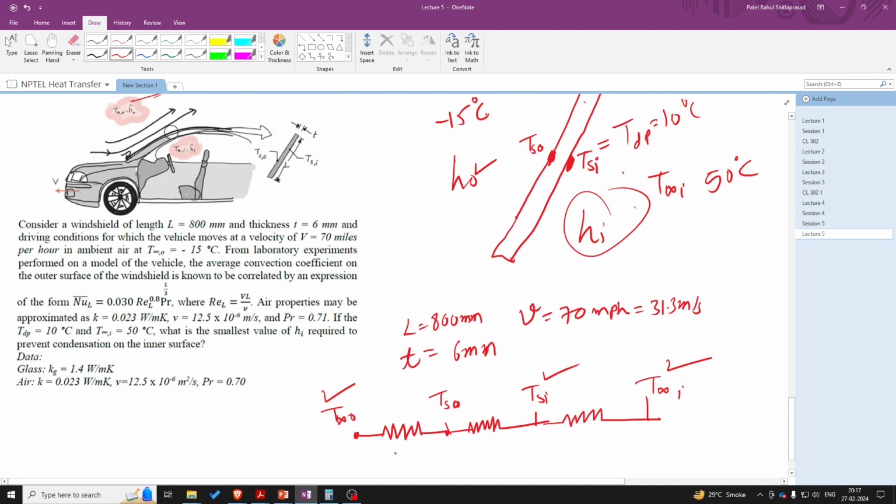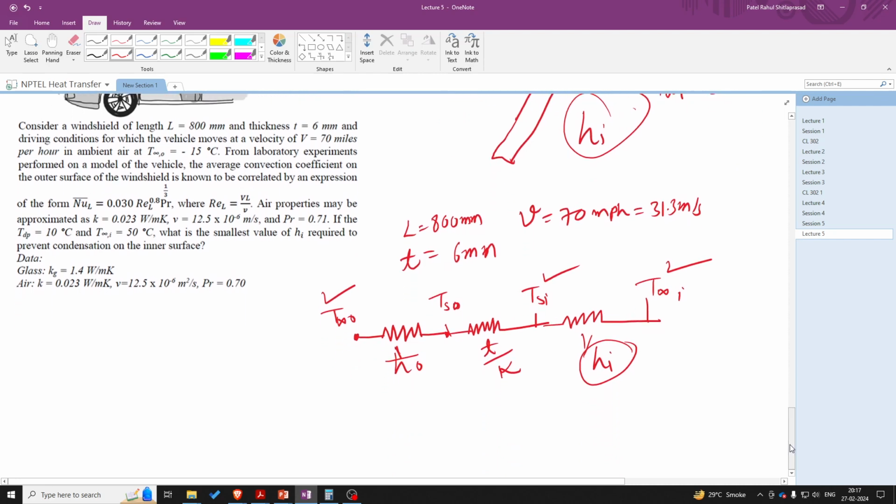Then this outer convection H0. So the resistance for this will be 1 upon H0. Over here it will be thickness upon K, that is delta X upon K. Similarly, over here will be 1 upon HI, and we have to find this HI. But for that, first we need to find this H0 and then use this resistance concept. H0 we can get it from Nusselt's number correlations.